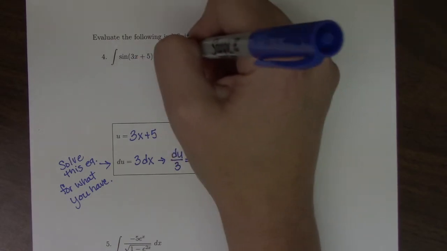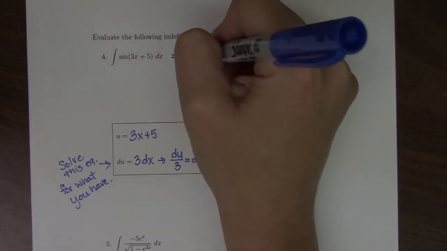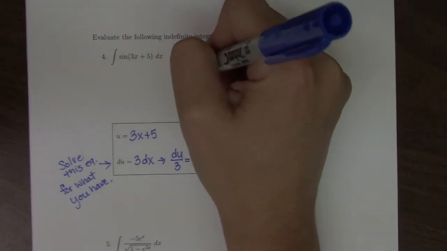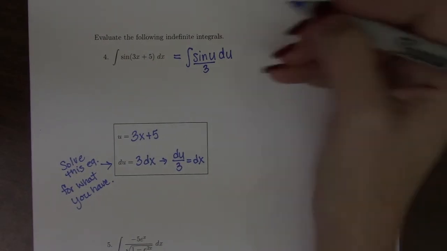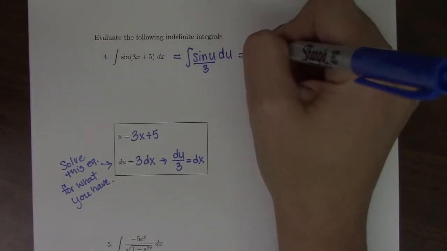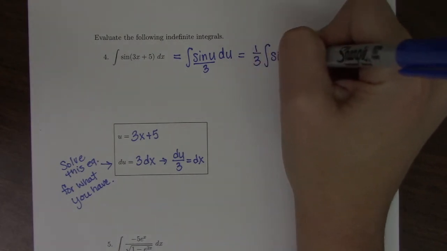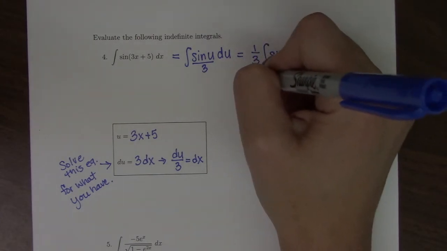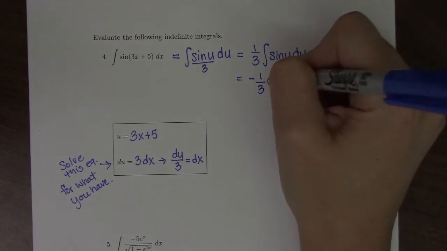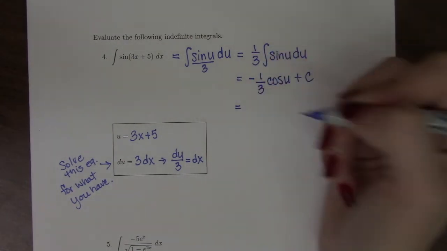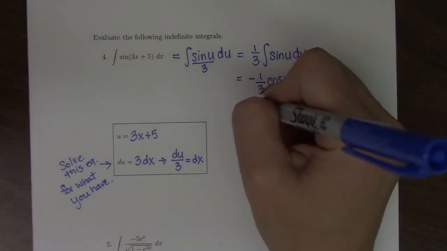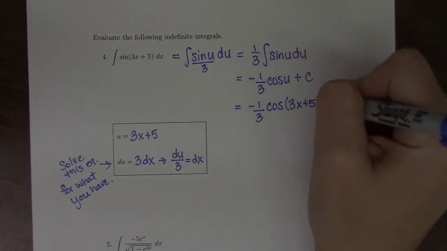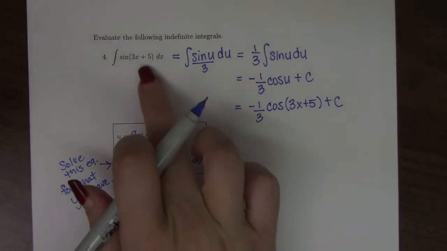So now when I substitute, I'll get the integral of sine of u times du over 3. So I can just put the 3 right here. So then I'm going to factor my 1/3 out front. And now I'm going to integrate sine of u du, and I get negative cosine of u plus c. And we want our answer to be in terms of x, so now I just plug back in what u is taking the placeholder for. And if you compute the derivative of this, it is in fact this.